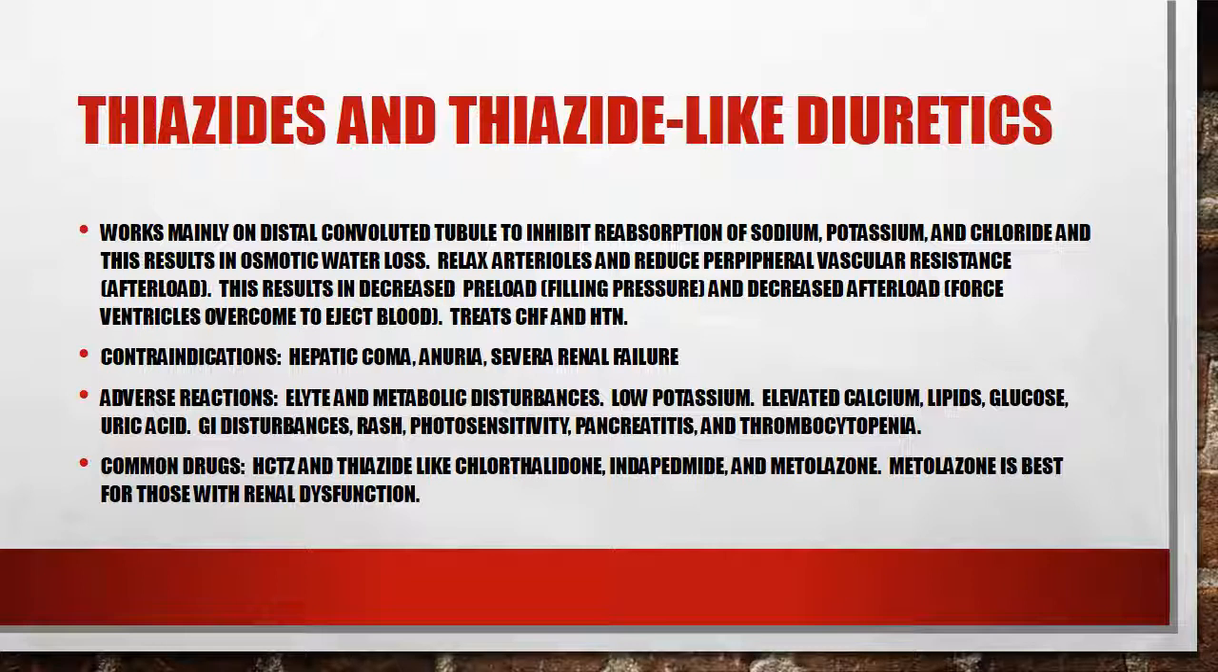This one, like your loops, can lower potassium, and it works mainly on the distal convoluted tubules to inhibit reabsorption of sodium, potassium, and chloride, and it relaxes arterioles and reduces peripheral vascular resistance or afterload. It treats congestive heart failure and hypertension. So hydrochlorothiazide or HCTZ is your most common thiazide-like drug.